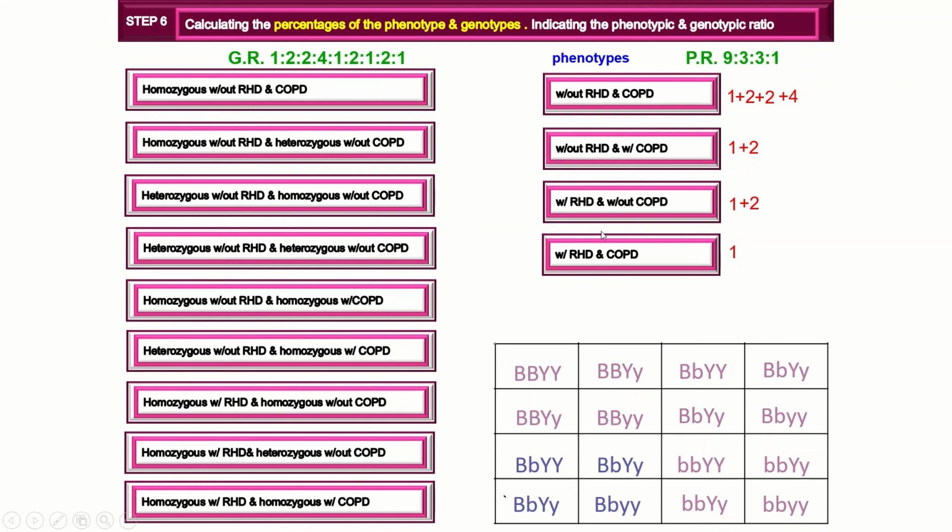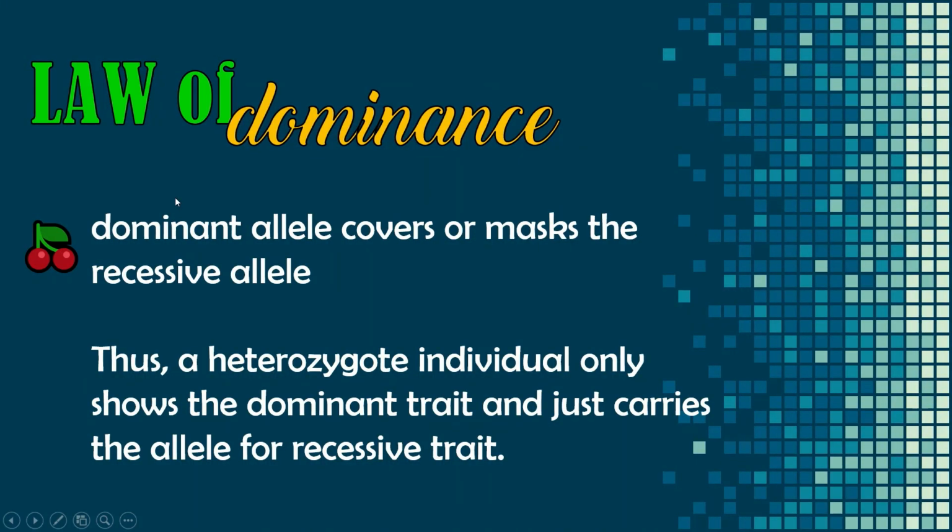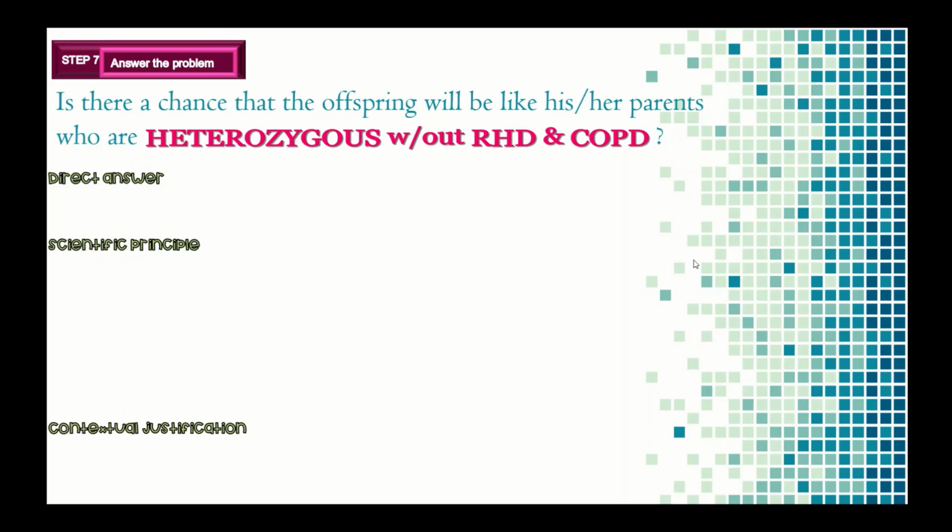If you have the percentage, you'll just have it, if you say this is around 6%, so 9 times 6, you have the percentage now. Okay, so this is step 6. Now we're ready to answer step 7. And just to recall, it's time for us to answer the problem or the question. And this is the last step in answering the dihybrid cross problem that we had.